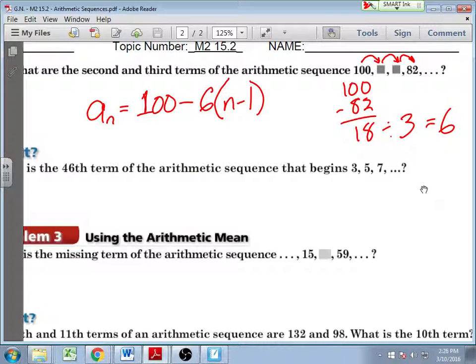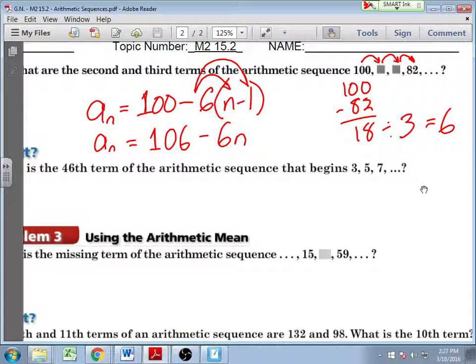Then we can expand this out if we want to. That's just how we start writing it. If we want to simplify this, negative 6 times n would be negative 6n. Negative 6 times negative 1 would actually be plus 6. So this would become a sub n equals 106 minus 6n. Because think about it, my first term is 100. If I start at 106 and say at term 1, I have to subtract 6, that gets me my first term of 100.